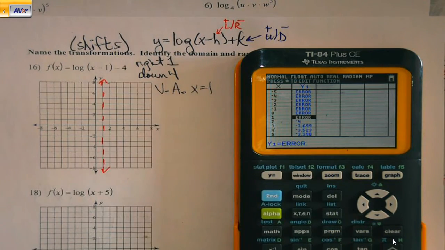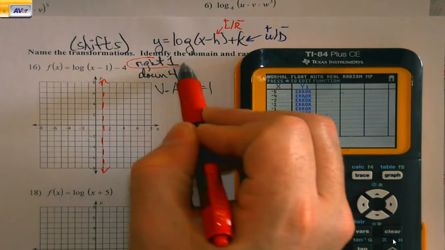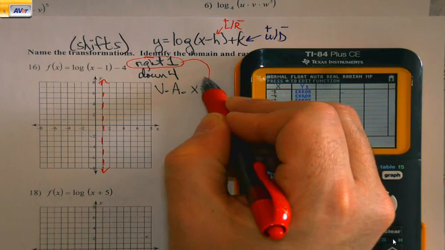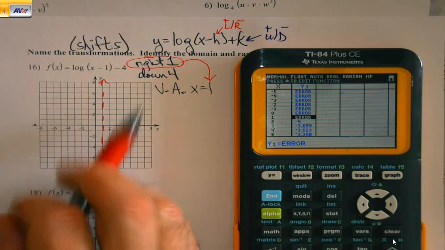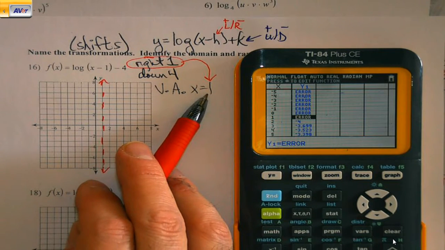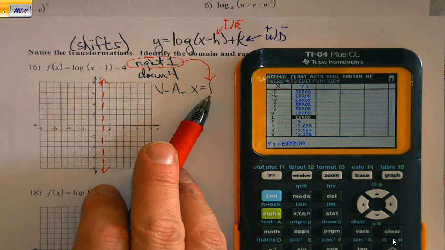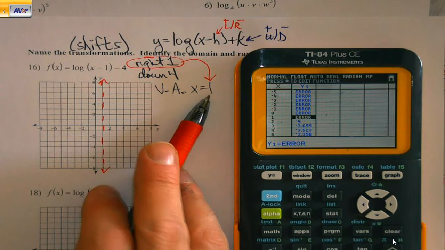But if I didn't have the calculator to look at, there's a real easy way to figure that out. Normally, that vertical asymptote is at 1. But if I have a left or a right shift, that directly changes this. So if I'd have gone left 3, this would have been x equals negative 3. If I'd have gone right 6, this would have been x equals 6. And that's always going to be true.